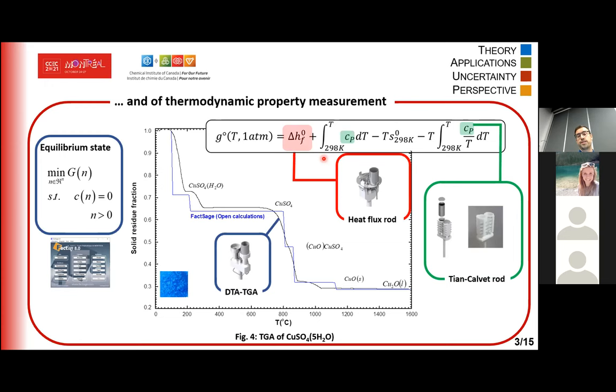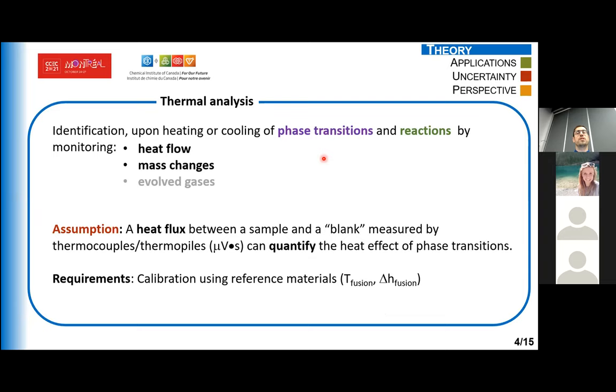Now that you know a little bit about why I'm so interested in this equipment, I'm going to define a little bit what a thermal analysis is. So Nooshin just presented the TGA. I'm going to try to be a little bit broader and explain to you what is my definition of thermal analysis. So basically it's to try to identify, when you're heating or cooling a system, what the phase transitions and reactions that can happen in a system would be, by monitoring different things. So it can be the heat flow, it can be mass changes, it can also be evolved gas, we just talked about that, and so forth.